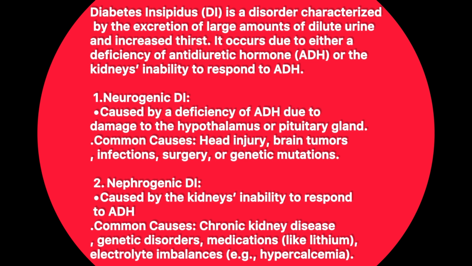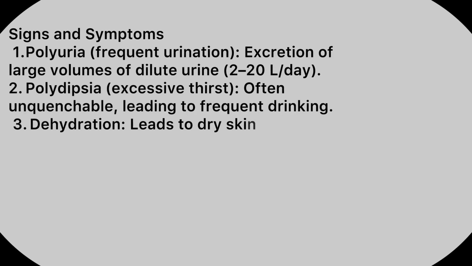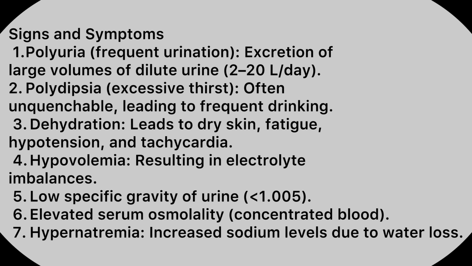And in nephrogenic diabetes insipidus, there is the kidney's inability to respond to ADH. In case of chronic kidney disease, genetic disorder, medications like lithium, or electrolyte imbalances can lead to this condition. And the signs and symptoms are polyuria, frequent urination, excretion of large volume of dilute urine, 2 to 20 liters per day. Must remember for the NCLEX.